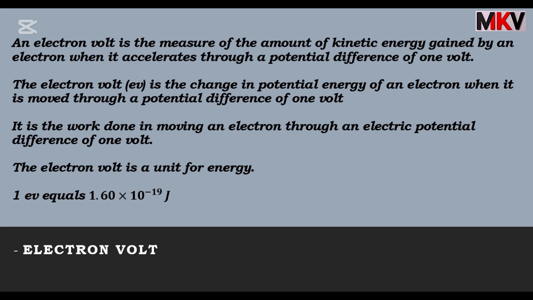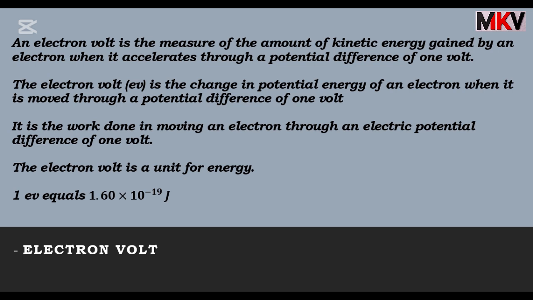And with this, the voltage or the potential difference in that field is supposed to be 1 volt to give us 1 electron volt. That is how we got electron volt. So electron volt is the measure of the amount of kinetic energy gained by an electron when it is accelerated through a potential difference of 1 volt. Now it is the change in potential energy of an electron when it is moved through a potential difference of 1 volt. So electron volt can be the change in potential energy.